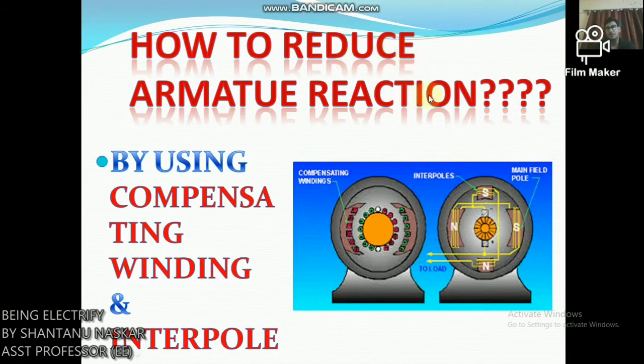Now how to reduce armature reaction? By using compensating winding and interpole, we can reduce the armature reaction. These are the compensating winding, and these are the interpoles. The interpole is situated between two main poles. This one and this one are main poles. This is called interpole. This is compensating winding.